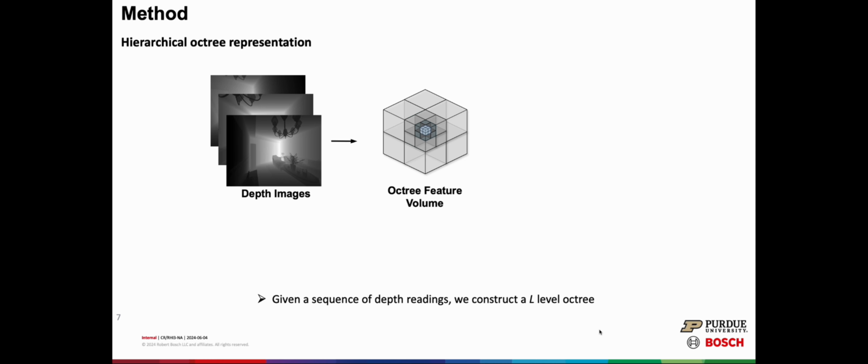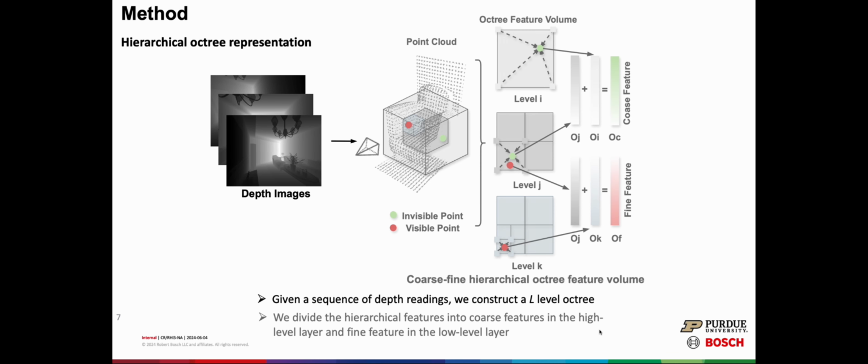Given the sequence of depth readings, we construct an L-level octree and store latent features at 8 corners per octree node in each level. For a query point, we retrieve its feature vector by trilinear interpolating its corresponding corner features. We divide the octree features into coarse features in the high-level layer and fine features in the low-level layer. We feed the visible decoder with low-level features and the invisible decoder with high-level features.